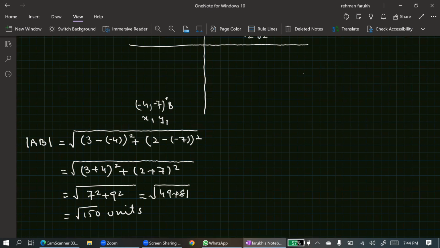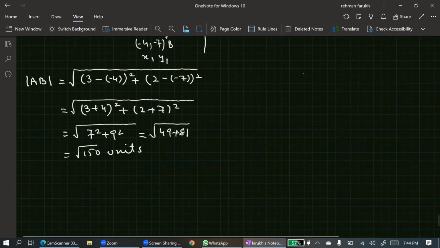Is there any confusion? No. Now we will use this formula in different questions.